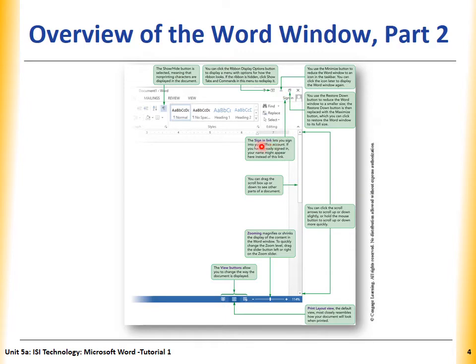Sign in link. Here is the scroll bar to go down and up. Here is the zoom magnifier to make the page bigger or smaller. And here are the view buttons that allow you to change the way the document is displayed. By default, the print layout view is pressed, the middle one.